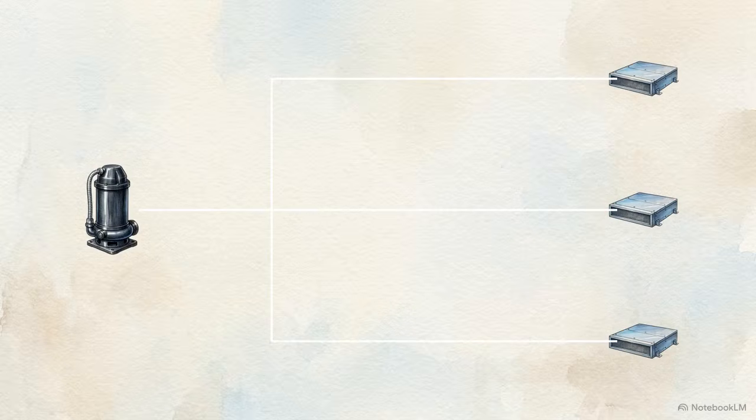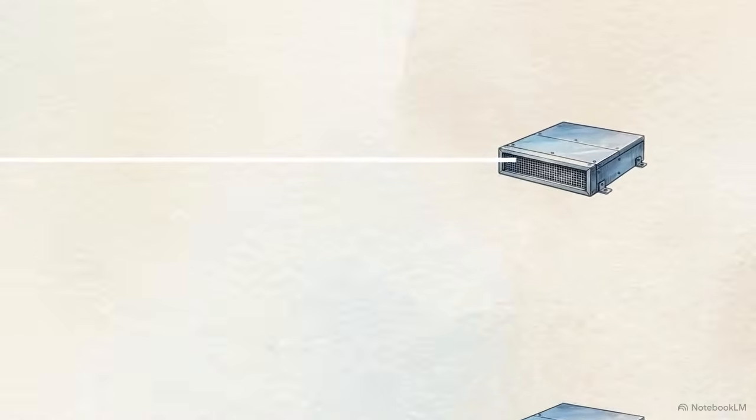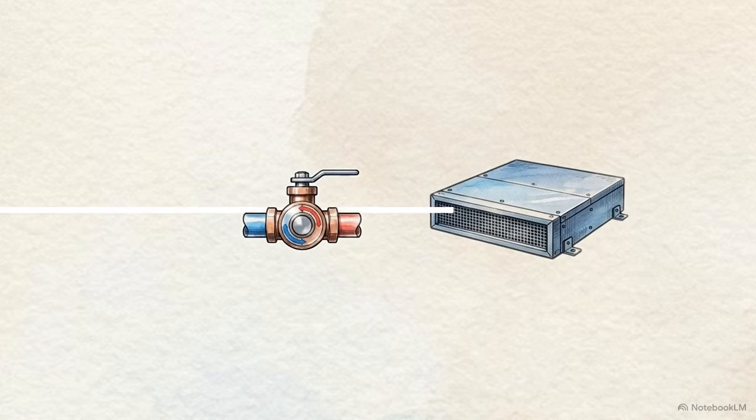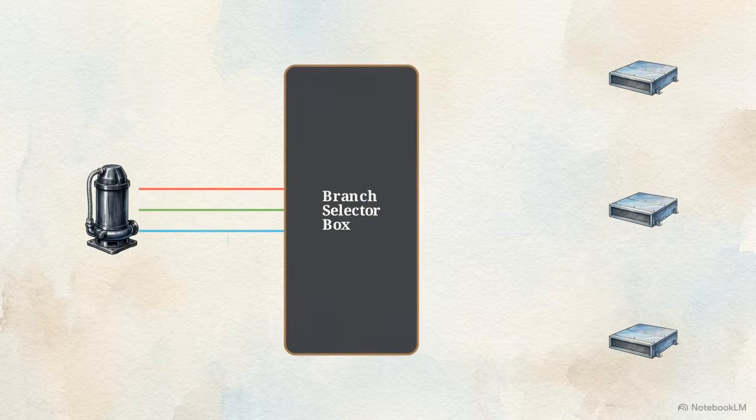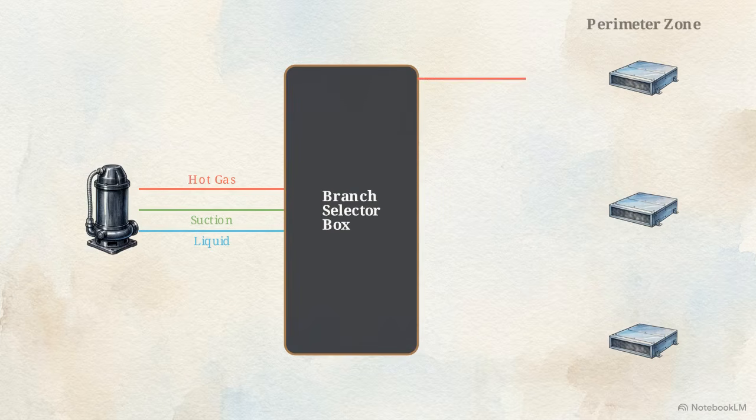At each indoor unit, an electronic expansion valve, or EEV, precisely throttles the refrigerant flow to maintain specific local temperature set points. By expanding this piping into a three-pipe system, utilizing distinct liquid, suction, and hot gas lines, VRF systems can deliver simultaneous heating and cooling to different zones without requiring bulky, centralized water loops. A branch selector box acts as the system's traffic controller. It routes high-pressure, high-temperature hot gas to a perimeter zone that requires heating, while simultaneously routing liquid refrigerant to an interior core zone that requires cooling.